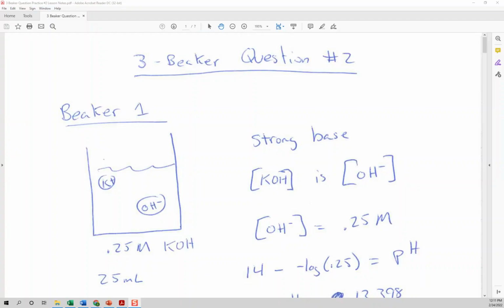So again, first you're kind of looking at three different solutions in the three different beakers that haven't been mixed yet. And you want to be able to answer questions about each solution on their own. And then you start mixing the solutions together, and you got to know what's going on there. Okay. So let's look at the question.